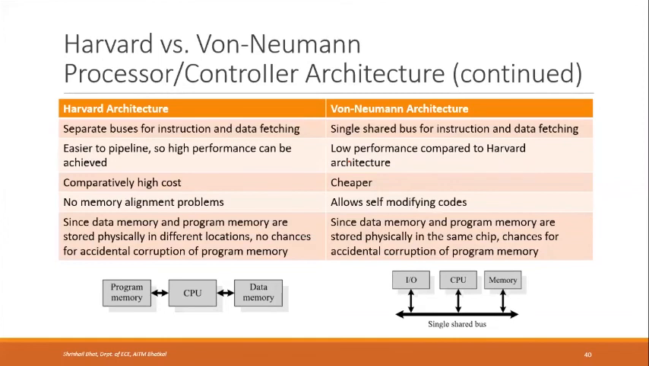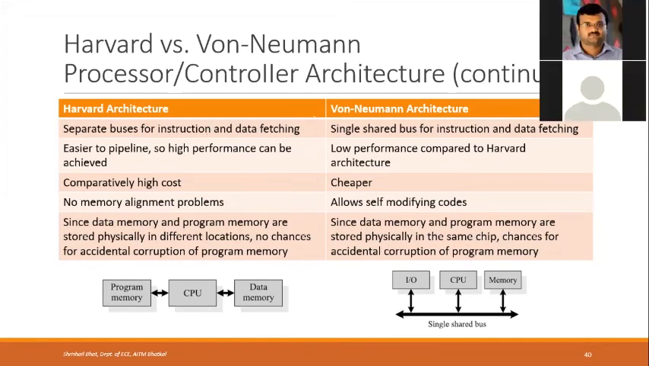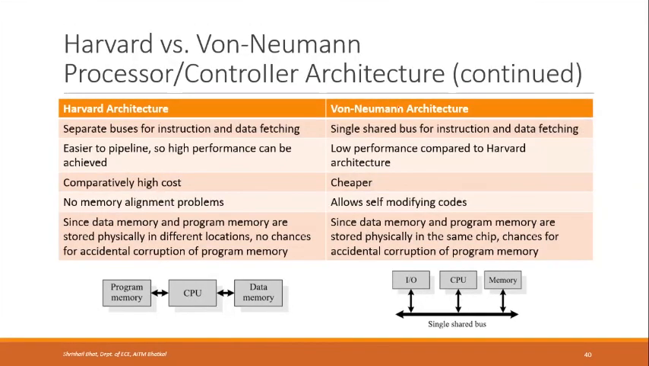These are the differences given specifically. In case of Harvard architecture, there are separate buses for instruction and data fetching, whereas in case of Von-Neumann architecture, there is a single shared bus for instruction and data fetching. You can see here, there is a single bus and a single memory. There is no distinction between program memory and data memory. The IO, memory and CPU are connected to the same bus. If you want to access an instruction, it is accessed from the same memory. If you want to access data, that is also accessed from the same memory through the same bus.